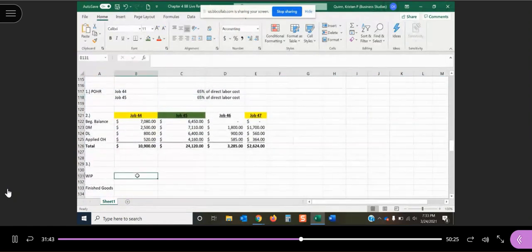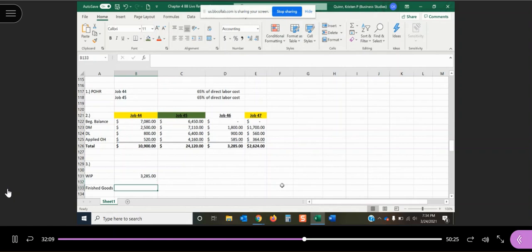So work in process, well, job 44, 45, and 47 were all completed, meaning they're no longer in process. That means the only thing that we still have in process at the end of this month is job 46. So our work in process account, the inventory account for work in process on our balance sheet would just include the $3,285 for work in process.